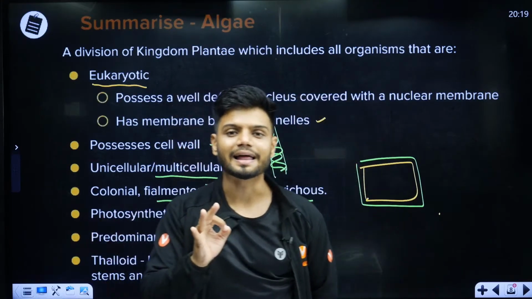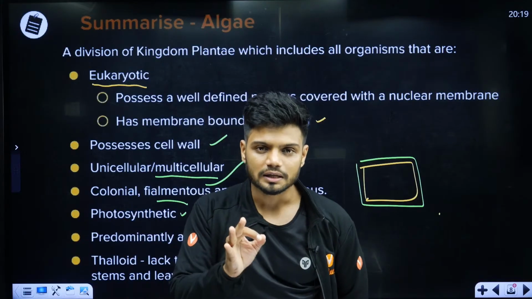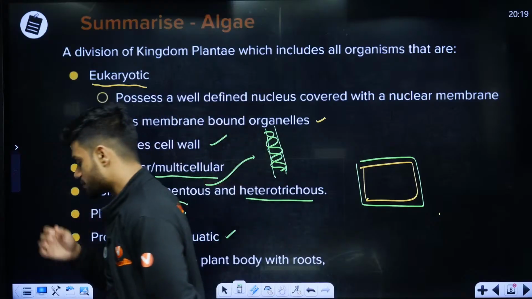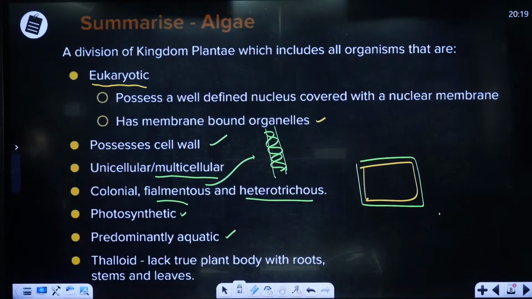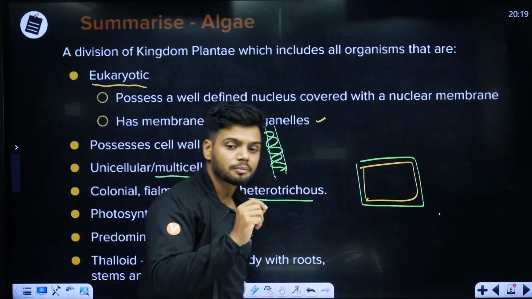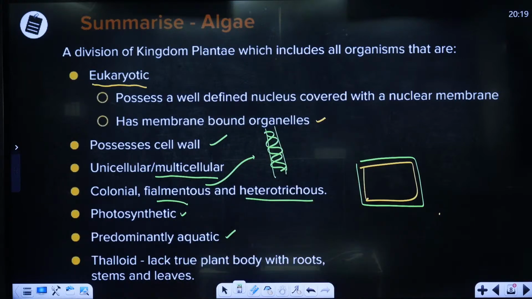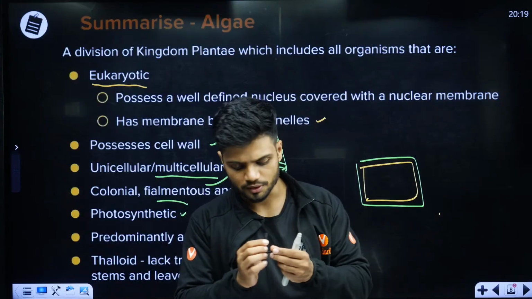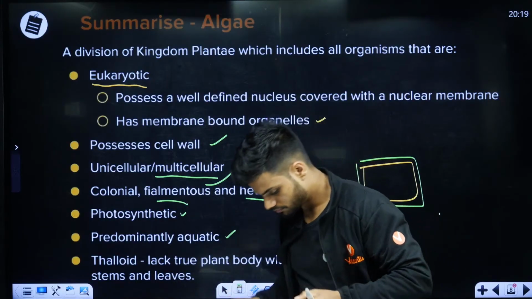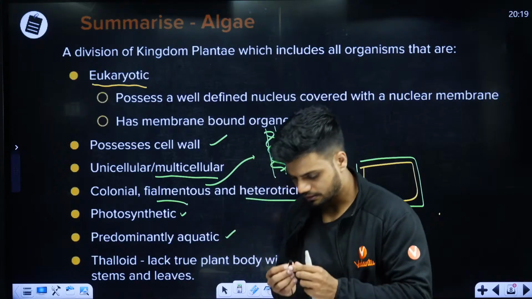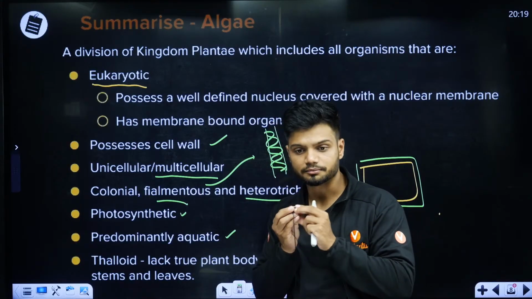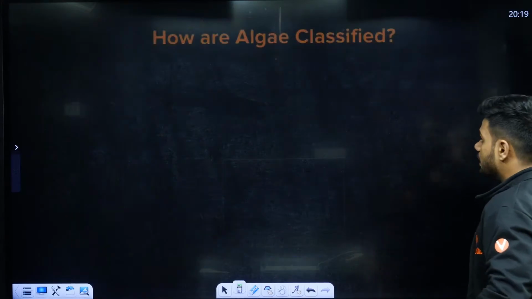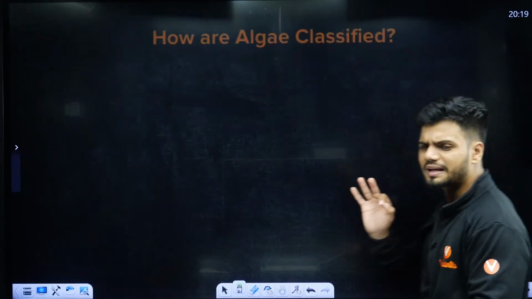Properties of an algae. Students, ask your doubts quickly in the comment section. Ask your doubts with respect to the general structure of an algae. Any doubt here, students? No doubt? Perfect. Perfect.